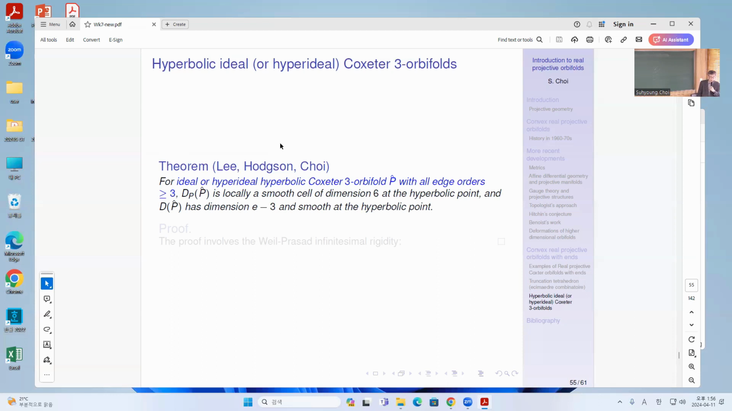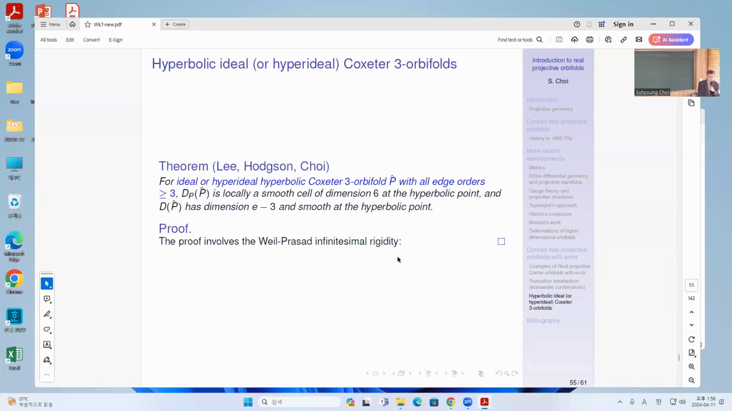So finitely many of them will not exist, like 2, 3, 5. They don't exist in this kind of setting. So all the vertices are sort of ideal or hyper-ideal, which means they are removed. Okay. So then this deformation space has dimension E minus 3 and it's smooth at the hyperbolic point.